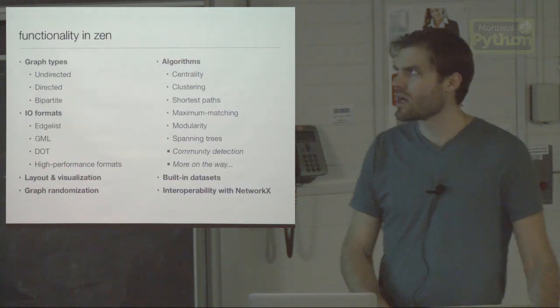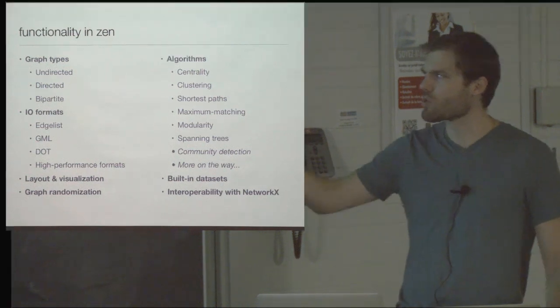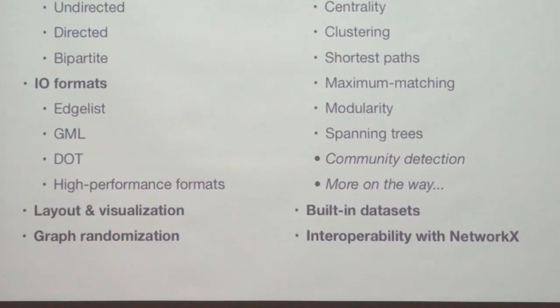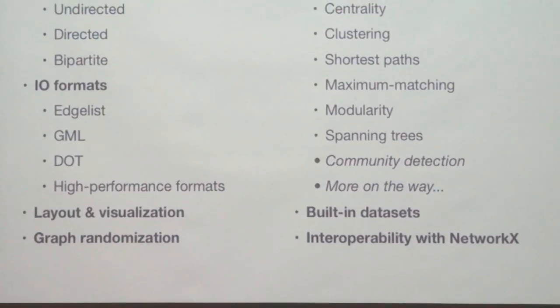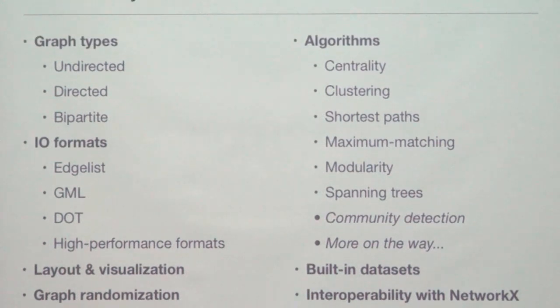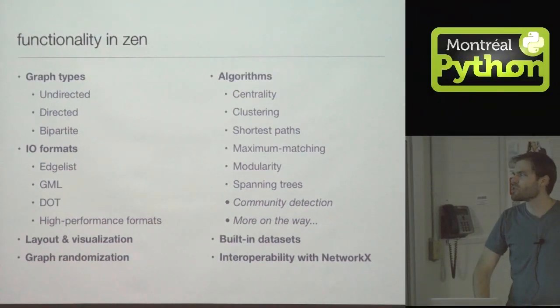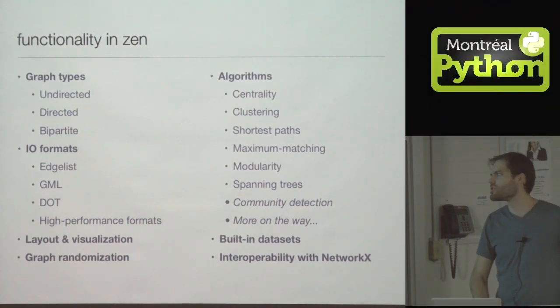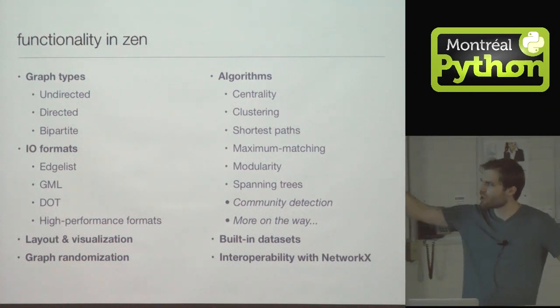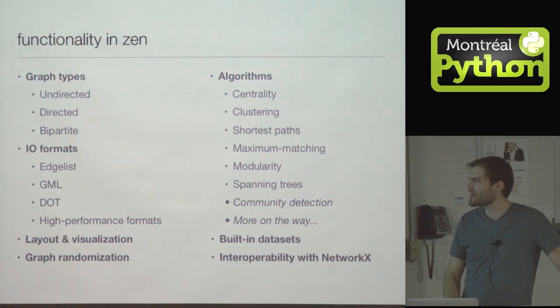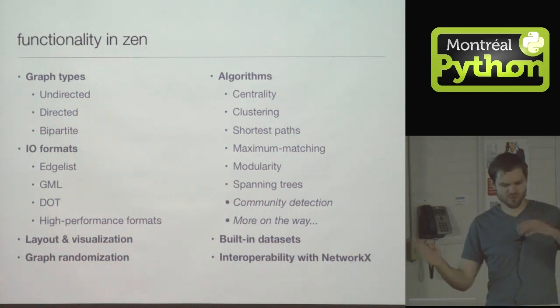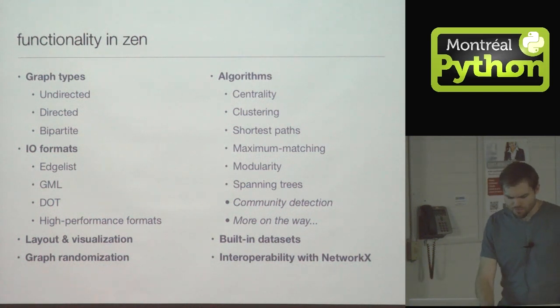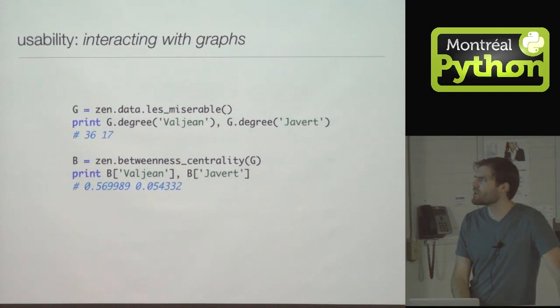So just to give you a brief overview, for those of you who don't work with networks, this may seem like a rather foreign slide. It's simply dazzling you with all of the amazing features that Xen has. So you can do lots of different things. You can represent different kinds of graphs. You can load different kinds of data. You can lay out networks. You can visualize them. You can do all kinds of analysis. And we're also working on interoperability with NetworkX, so if you want to use it, you can sort of move back and forth. I wanted to give a sense for what usability looked like in Xen.